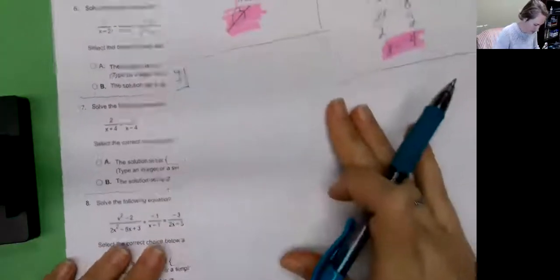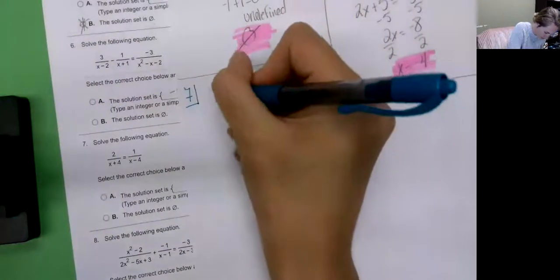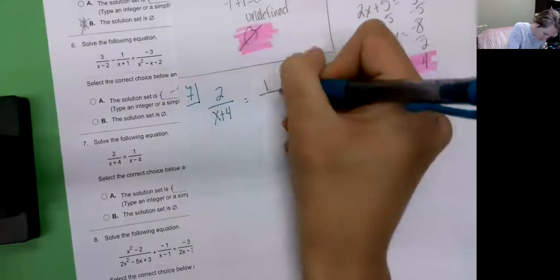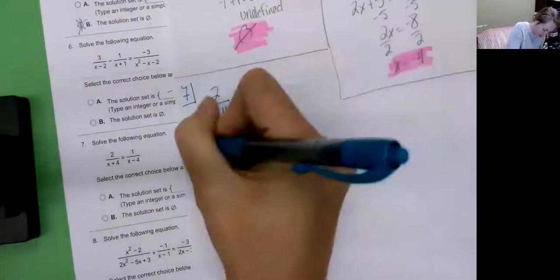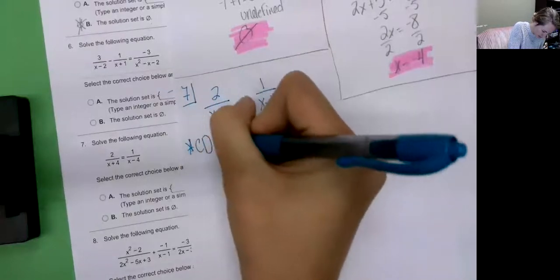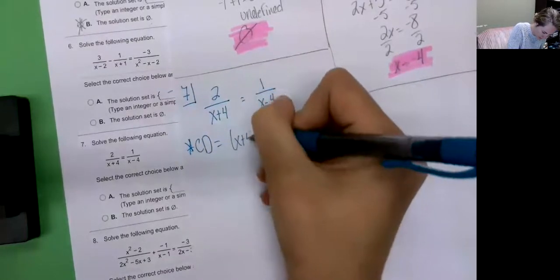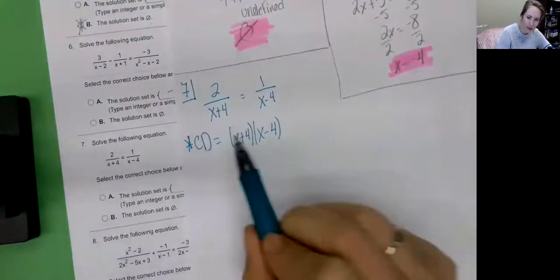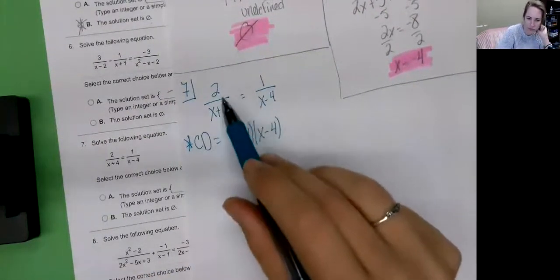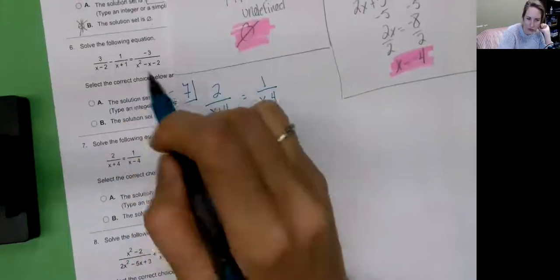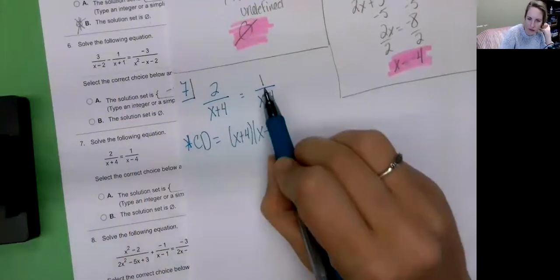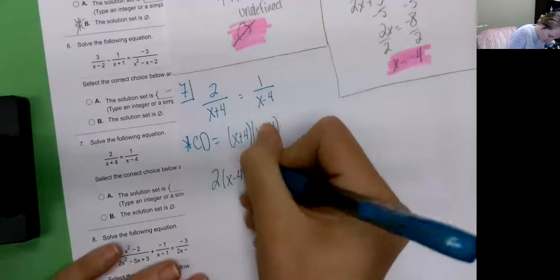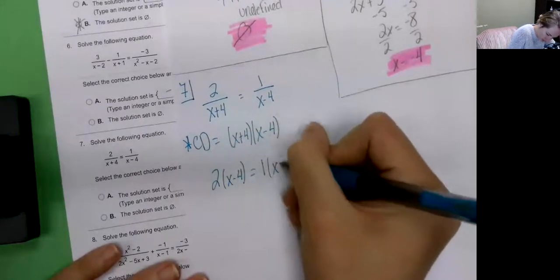All right, so number 7, I'm going to write it down first. 2 over x plus 4 equals 1 over x minus 4. First thing we do is find that common denominator, and on this one it's going to be x plus 4 times x minus 4. Then, since there's not an add or subtract on either side, we can cross multiply. So I'm going to have 2 times x minus 4 equals 1 times x plus 4.